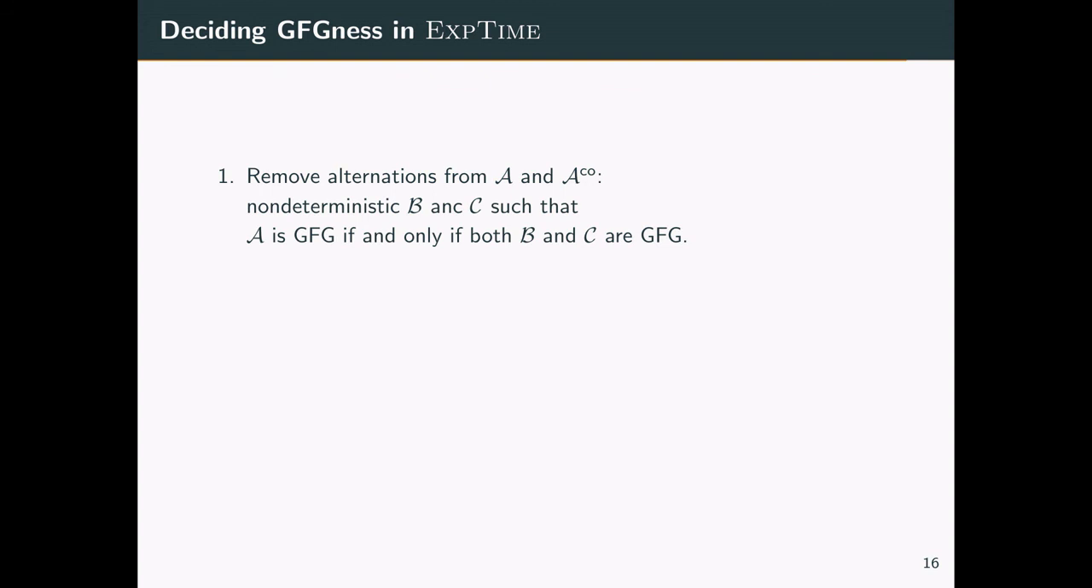As before, this algorithm begins by removing the alternations both from A and the complement of A, which gives us our automata B and C such that our original automaton is good for games if and only if both B and C are good for games. Now, if we knew how to decide good for gameness of non-deterministic automata in polynomial time, then we could just do that for B and C. However, we have no such polynomial algorithm for now, so we have to be slightly cleverer than that.